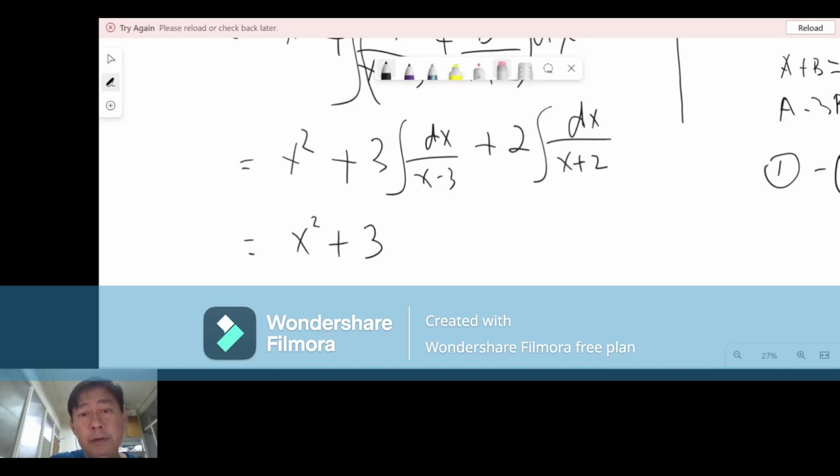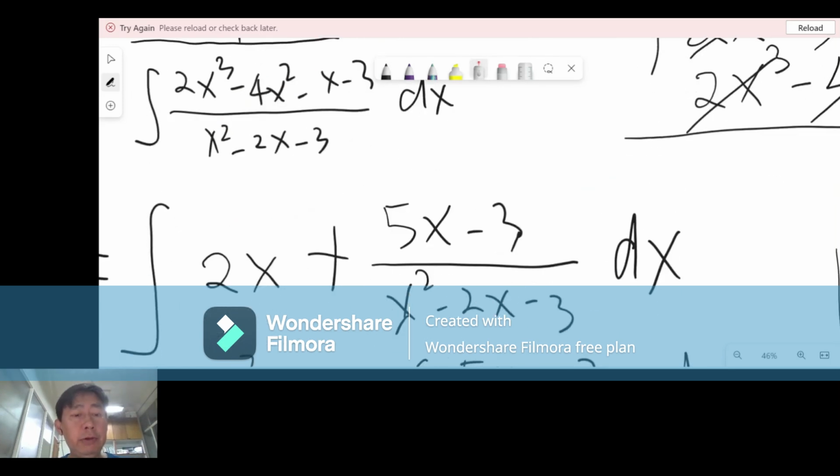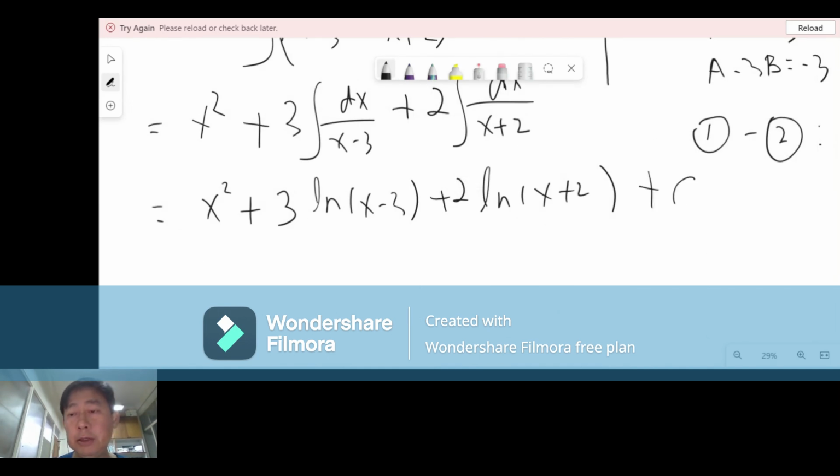The integration of this term gives you a log term, so does this term. So that completes our discussion of example 14. And the result is this term as shown on the screen plus an arbitrary constant.